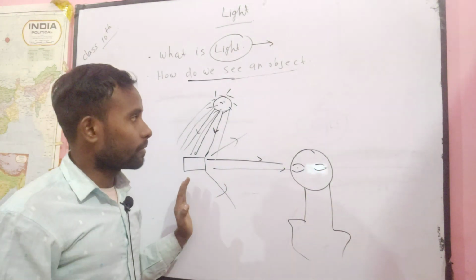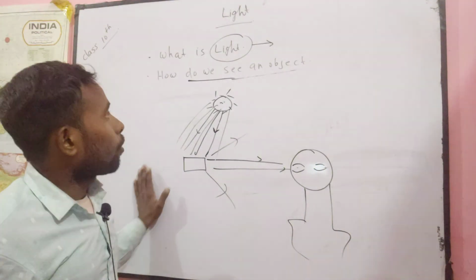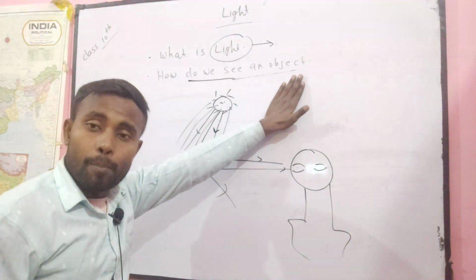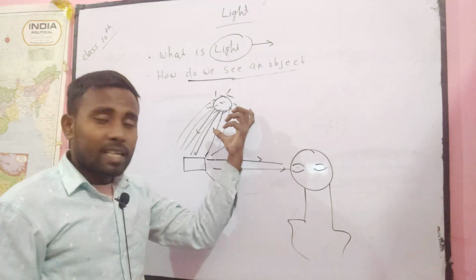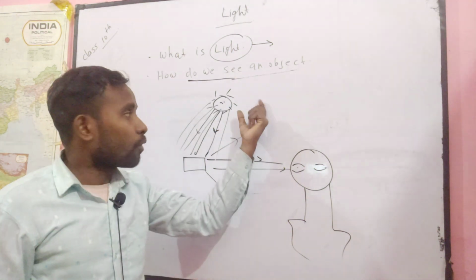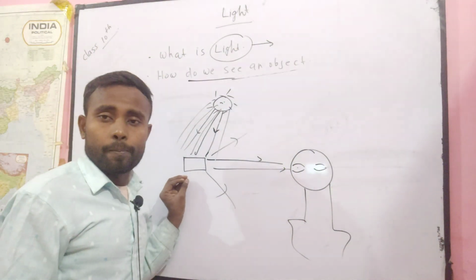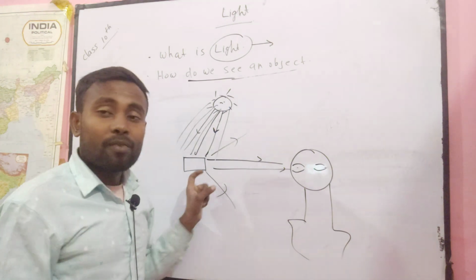I think you understand very well. Again, if you want to try to understand again, I will say how do we see an object. There is a simple process: when a light ray emerges from any source of light and falls on any object, that object reflects light.